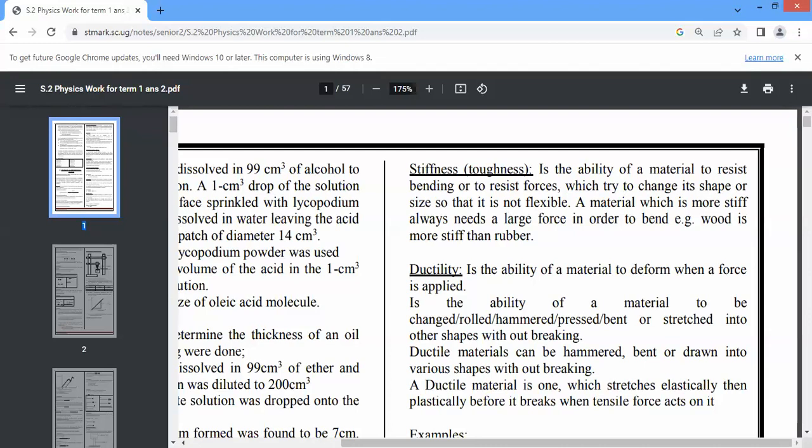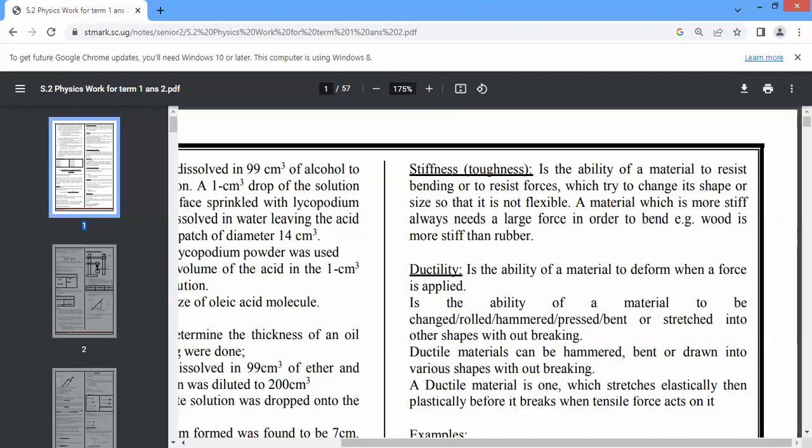So they are telling us that a material which is more stiff always needs a large force in order to bend. Now the problem will come in for someone to differentiate between stiffness and strength. Strength is the ability for a material to withstand large forces before it breaks. Whereas stiffness is the ability of a material to resist bending. So stiffness is only for bending, but strength is for breaking.